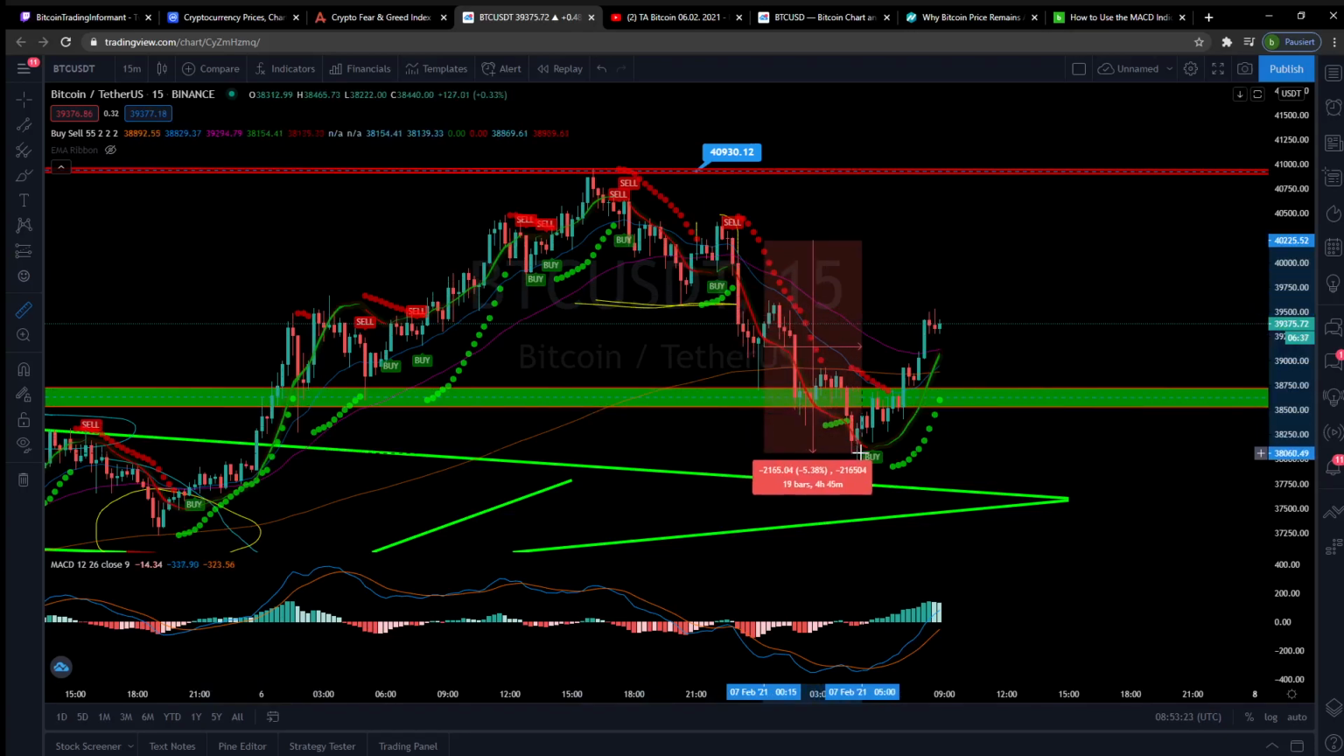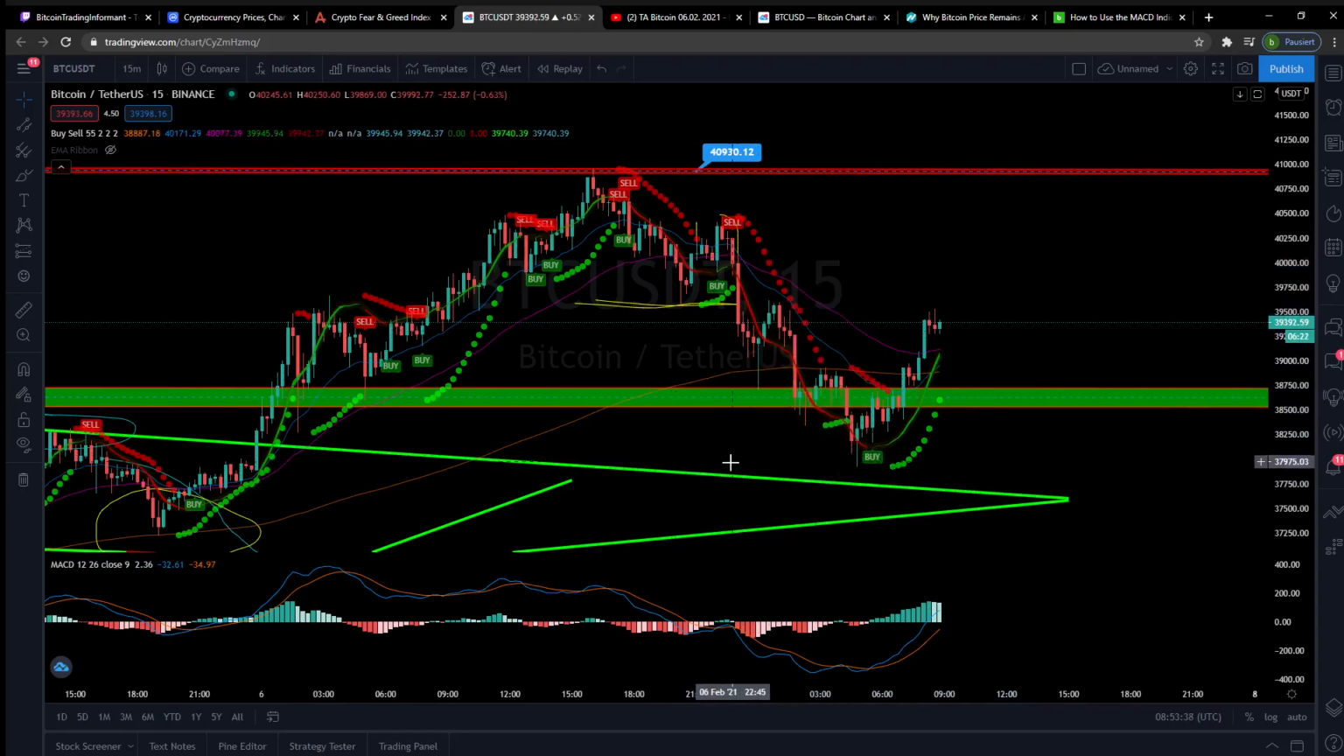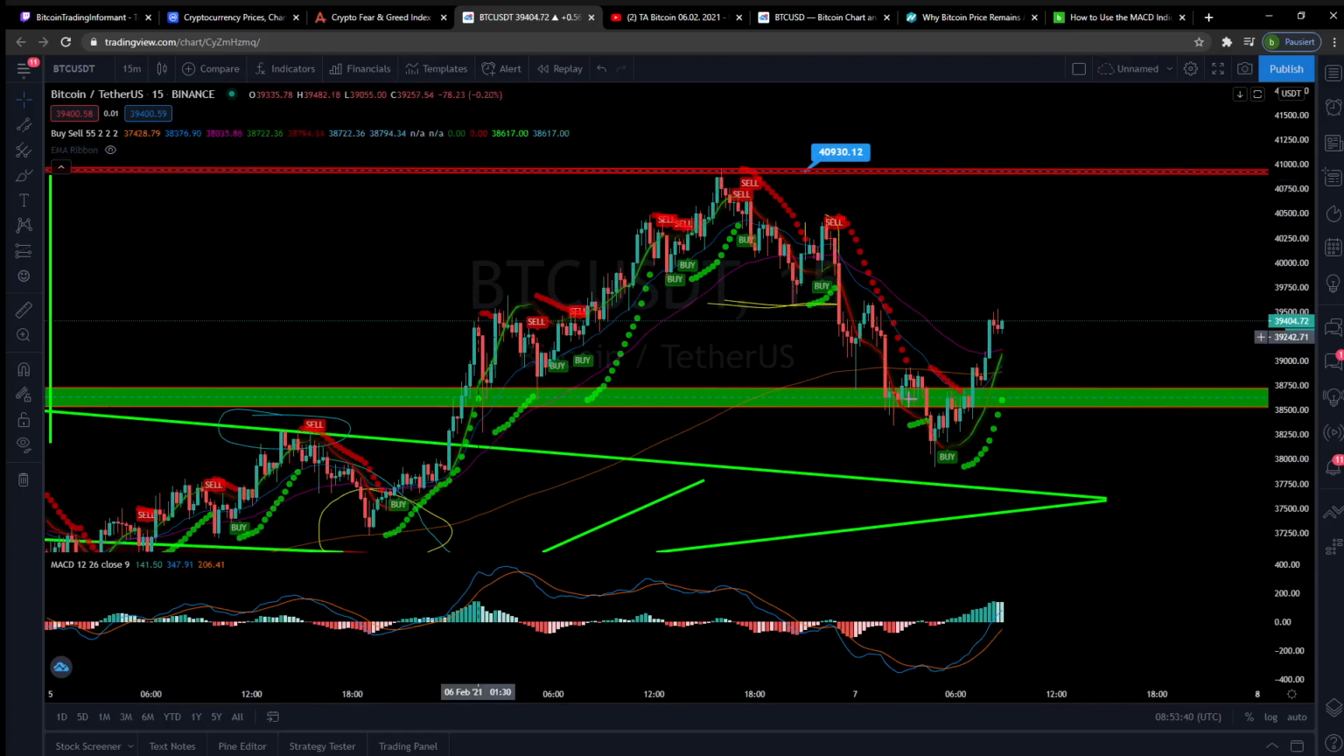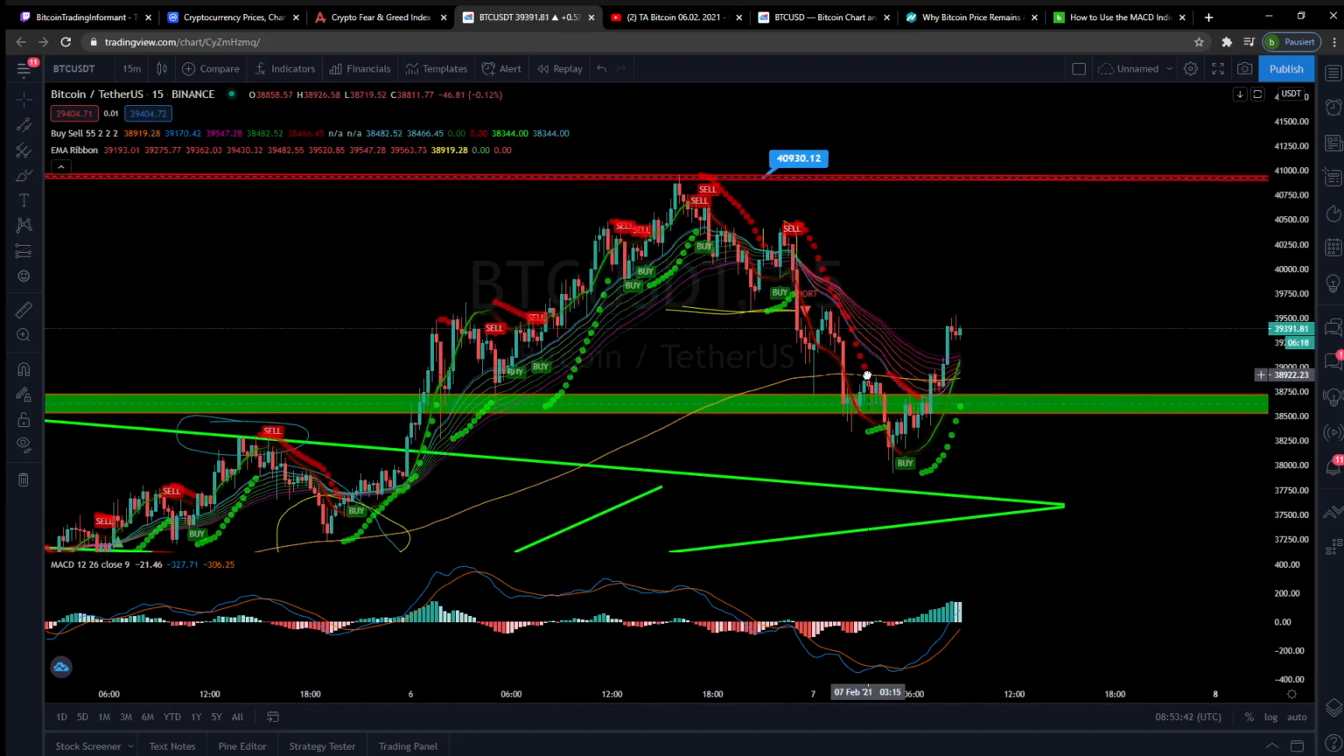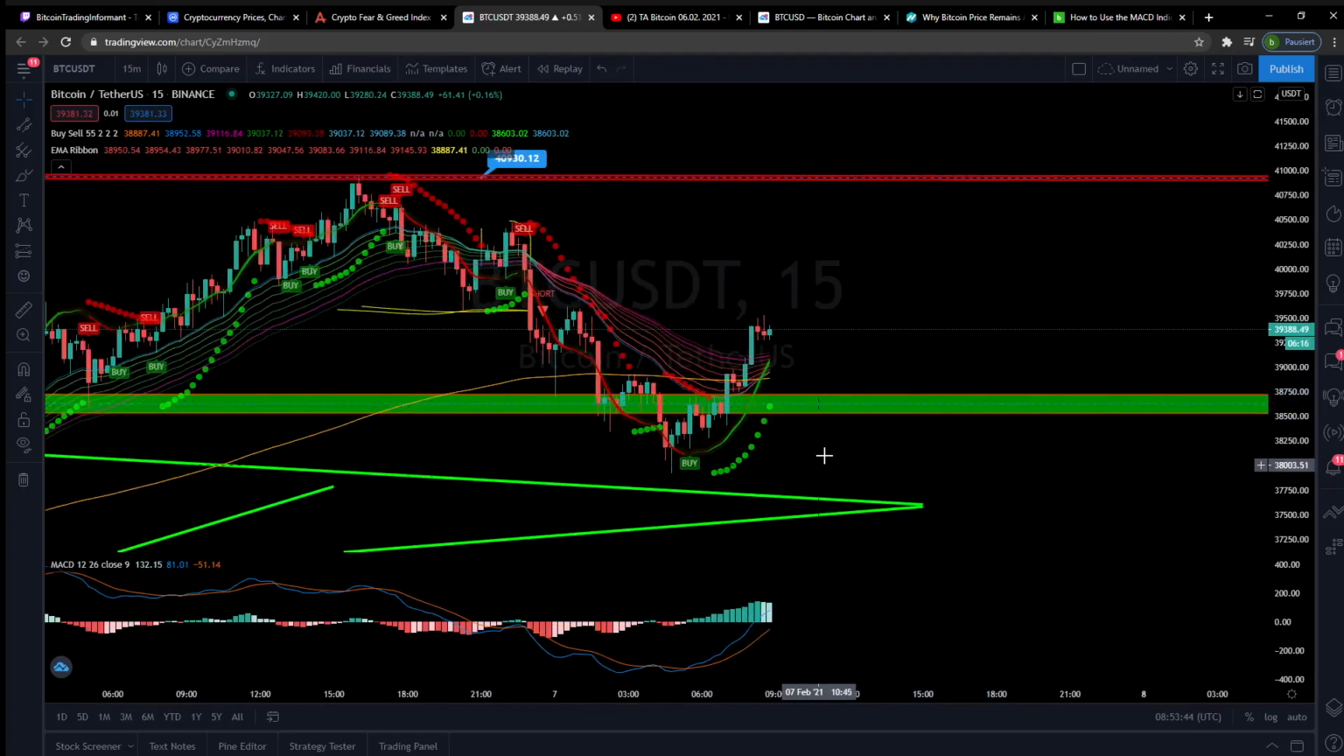If you made it here to this buy here, you made about 5% in a few hours. A perfect trade, a really, really nice one if you sold here and shorted here and bought back here. Okay, looks really nice. Let's take a look at the EMA ribbon, and this is really positive on the 15-minute chart. We are over the ribbon.